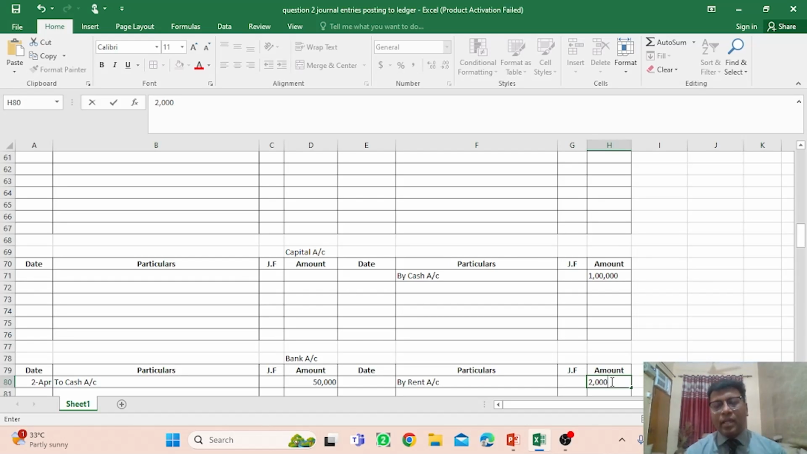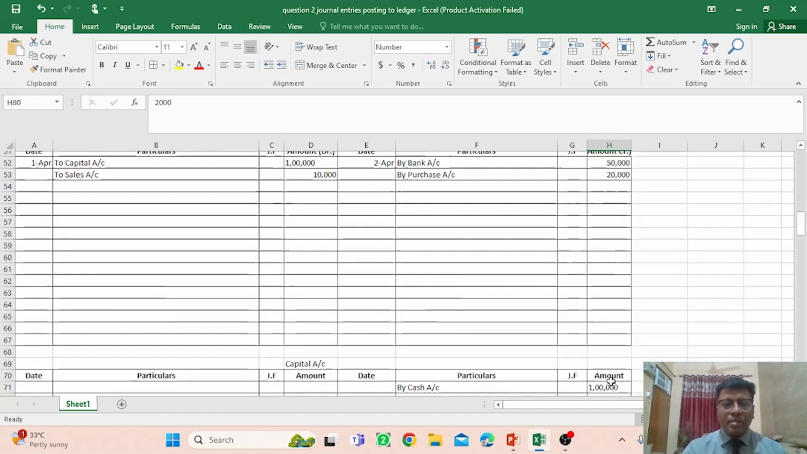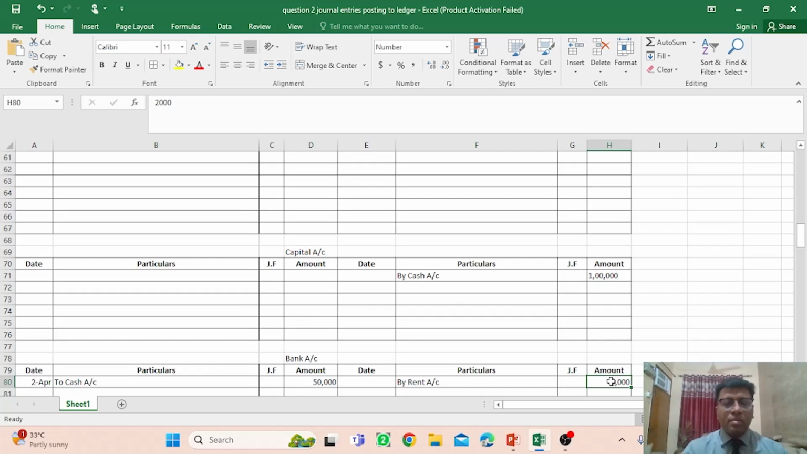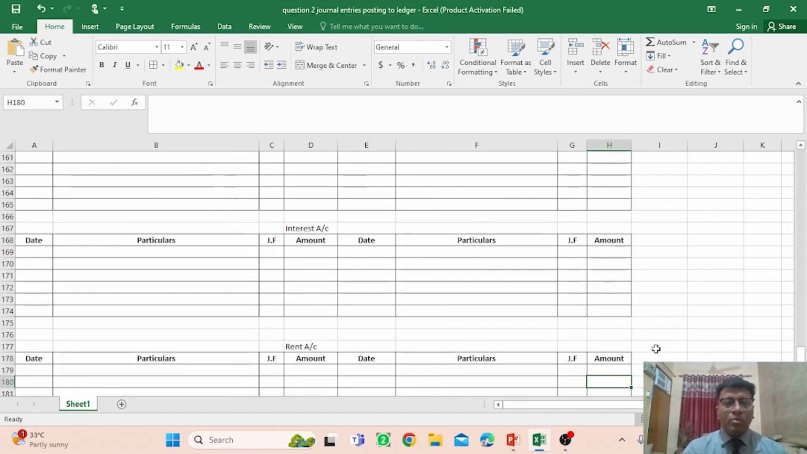But right now, because the rent is paid by the organization, so you have to mention the rent account in the credit side of bank. Okay, and rent, what was the amount that you write down? The rent 2000, and in the rent account you have to make this entry, because I told you that you have to follow the double entry system. So in the rent account debit side you have to mention to bank account, and the amount was 2000.